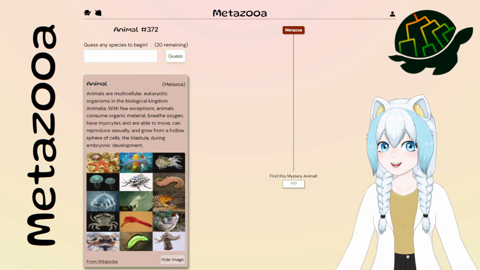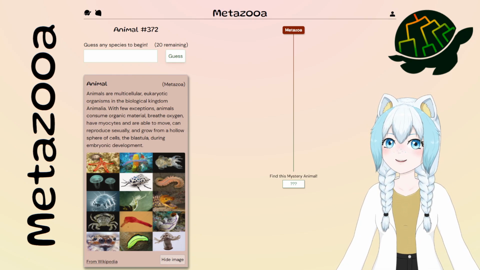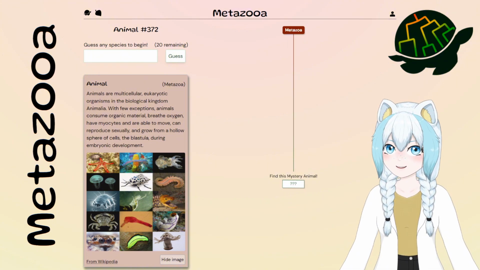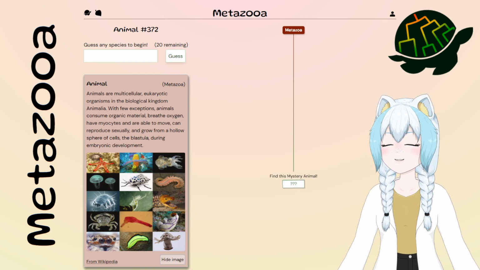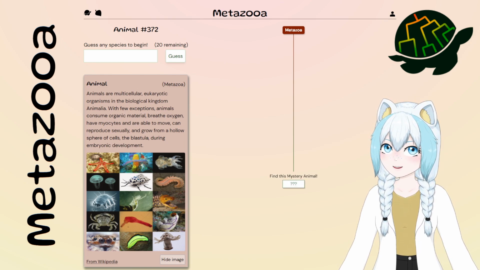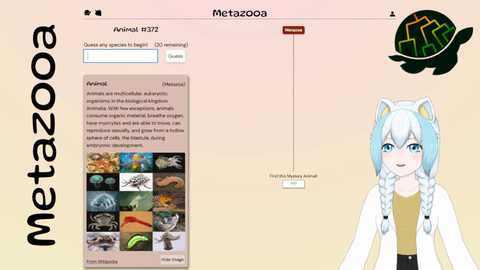If we look at the actual game itself, it looks something more like this. This is today's daily game. Every day, there's a new animal you've got to find. And how do you find it? You find it by looking at what the relations are with different animals that you can put into the tree. That sounds a little complicated, but it's pretty simple.